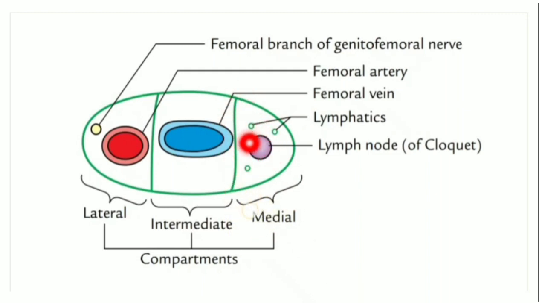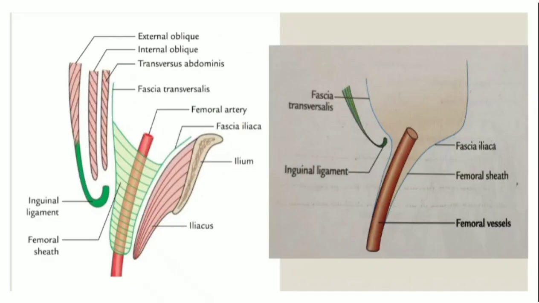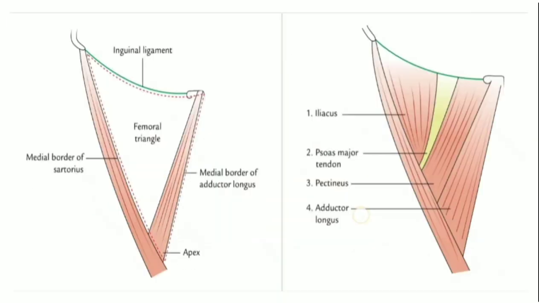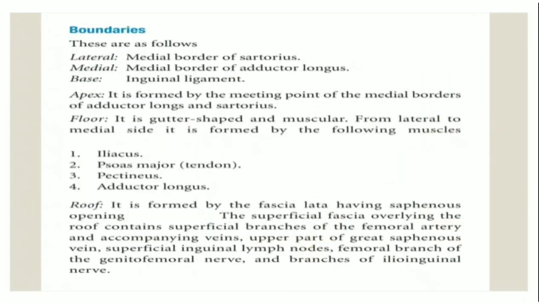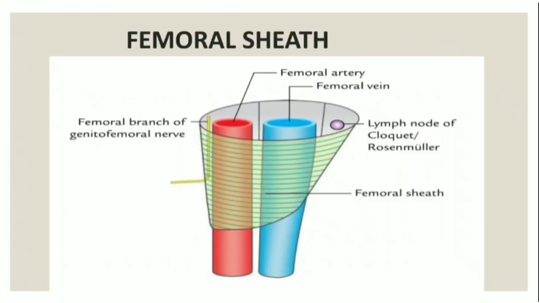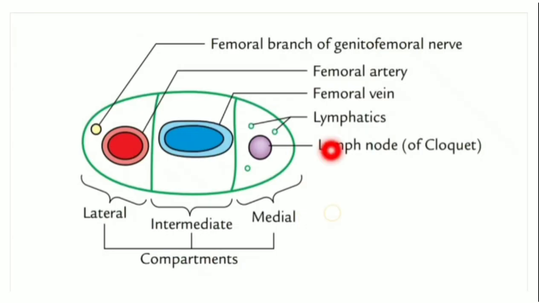In this canal, only one lymph node will be there, called the lymph node of Cloquet or the lymph node of Rosenmuller. They say lymph node of Cloquet or lymph node of Rosenmuller. This is what is called the femoral canal.